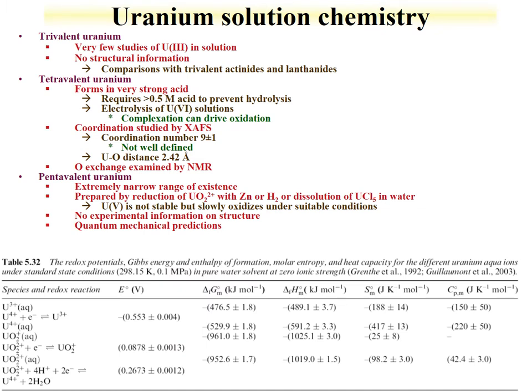An overview of uranium solution chemistry as a function of oxidation state is provided here. Uranium-3, as we showed with the Eh diagram, is not stable in aqueous solutions, and there are very few studies of uranium-3 in solution due to this lack of stability. There's no direct structural information on uranium-3. However, comparisons with trivalent actinides and lanthanides can be used to lend information on the expected structure of uranium-3 compounds. Tetravalent uranium is stable in very strong acid, and the strong acid is required to prevent hydrolysis.